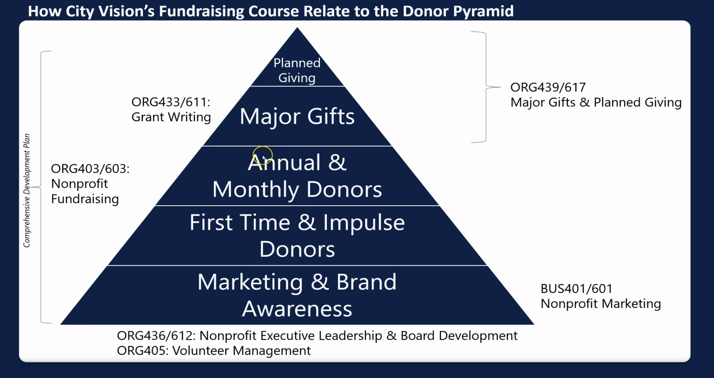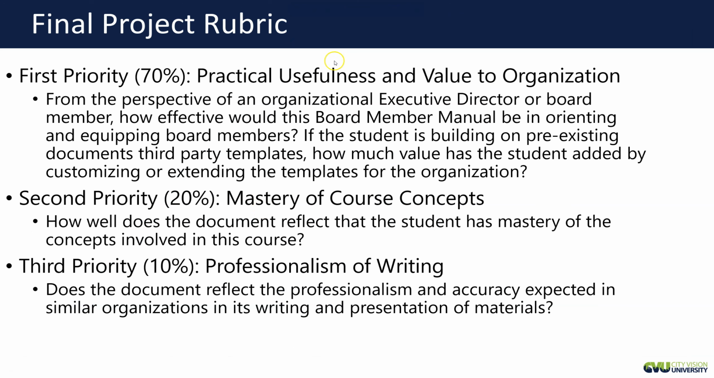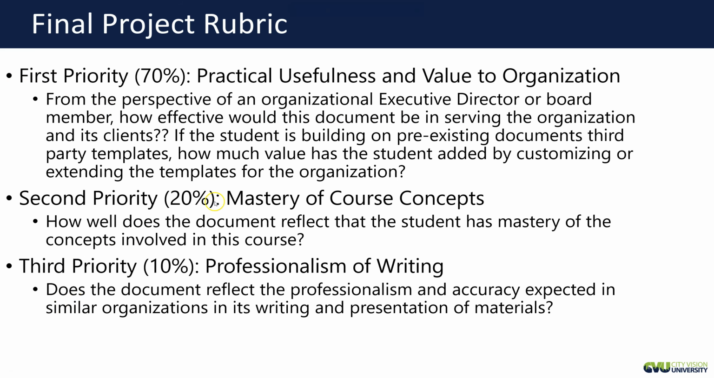One other thing: I mentioned that the whole course revolves around the final project. The rubric that we use for the final project is really about practicality. Our goal is that you're going to be ready to serve effectively working with major donors after this. So for all your projects, we're considering the practical usefulness and value to an organization, from the perspective of an organization, executive director, or board member.